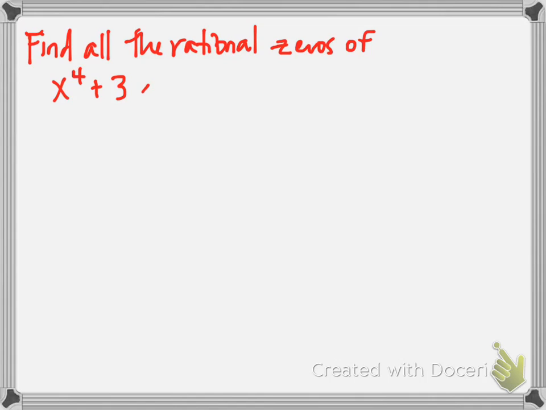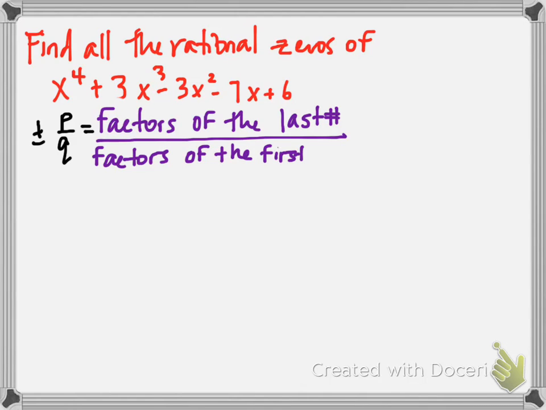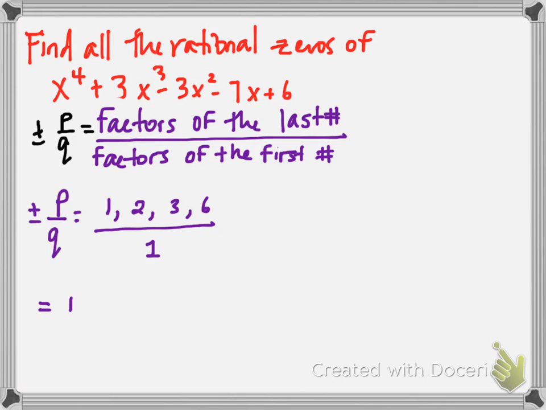All right, so if we want to find all the rational zeros, the first thing we have to remember is P over Q. P over Q is going to give us the possible set of rational zeros. According to this problem, P is always the constant. So you're going to look at the factors of the last number, or the constant, which is going to be 6. Q is the factors of the first number, our lead coefficient. So if we list out the factors of 6, that's 1, 2, 3, and 6. The factors of Q would just be 1. Anything over 1 is itself. So our list of possible zeros would be positive and negative 1, 2, 3, and 6.